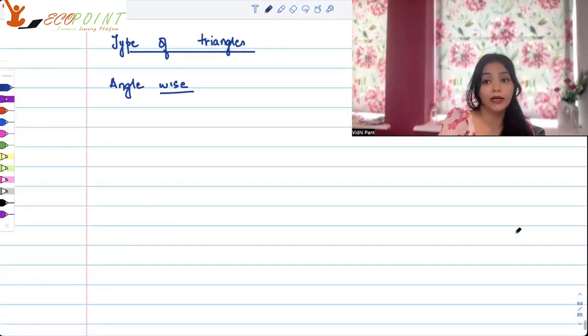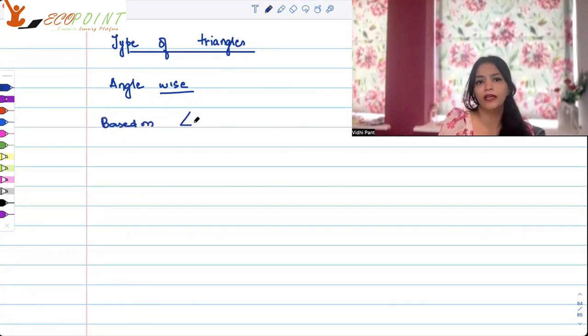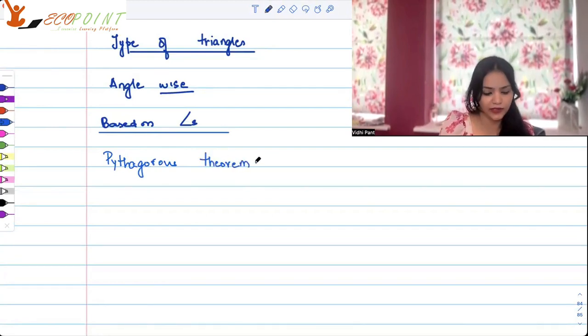So angle wise अगर हम बात करें, let me just focus on angles right now. तो based on angles हम क्या क्या बात कर सकते हैं यहाँ पे? सबसे पहली चीज, I would like to tell you something about Pythagoras theorem. Let's revise a little bit of Pythagoras theorem. So what does Pythagoras theorem tell you? Pythagoras theorem tells you that a square plus b square is equal to c square.